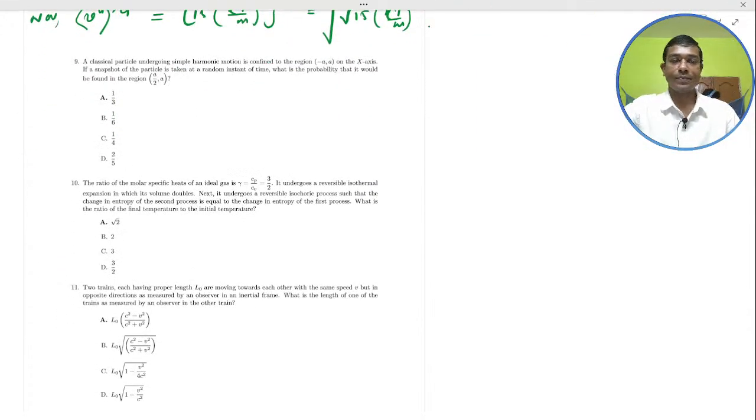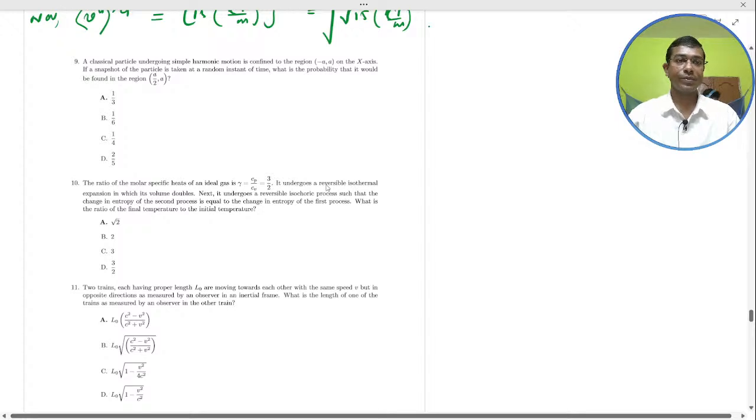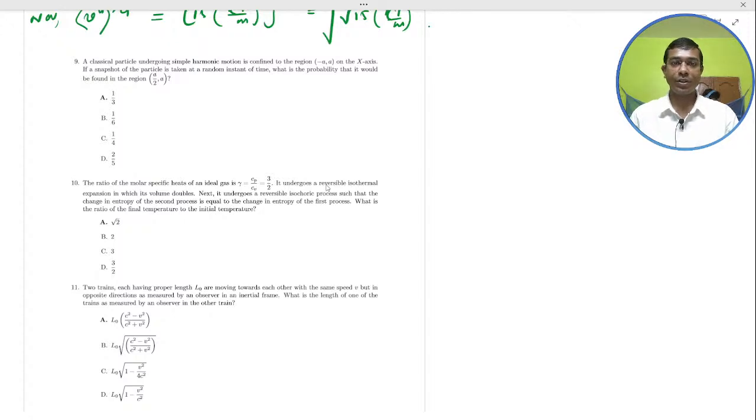Question number 9. A classical particle undergoing simple harmonic motion is confined to a region minus A to A on the x-axis. If a snapshot of the particle is taken at a random instant of time, what is the probability that it would be found in the region A by 2 to A?